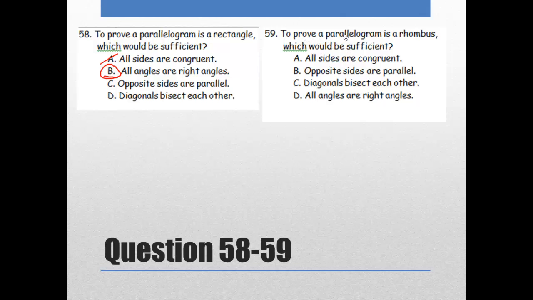59. To prove a parallelogram is a rhombus, which would be sufficient. And you guys know rhombuses are way awesome because all of their sides are congruent.